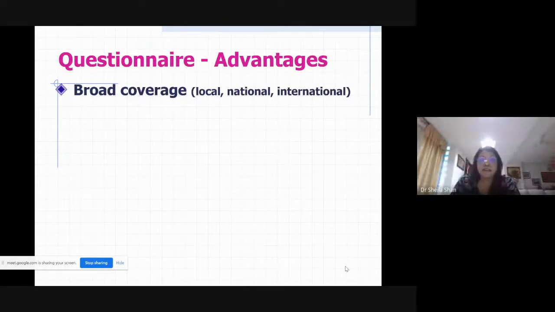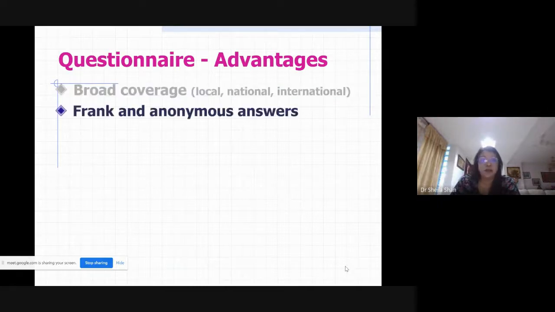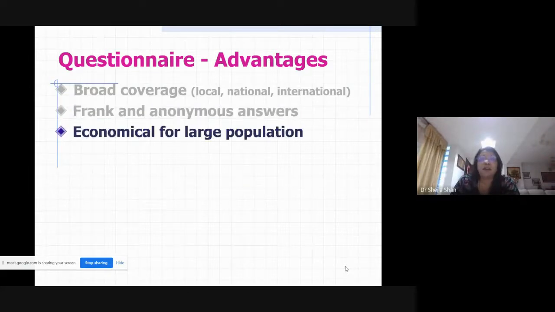Advantage: you can get a broad coverage. It can be local, national, or international. Frank and anonymous answers, meaning people do not know you, so they can respond without fear, without bias. But Malaysians on the whole normally try to please the researcher. When you give a Likert scale of 1 to 5, most of the answers will be skewed towards 3, 4, 5.